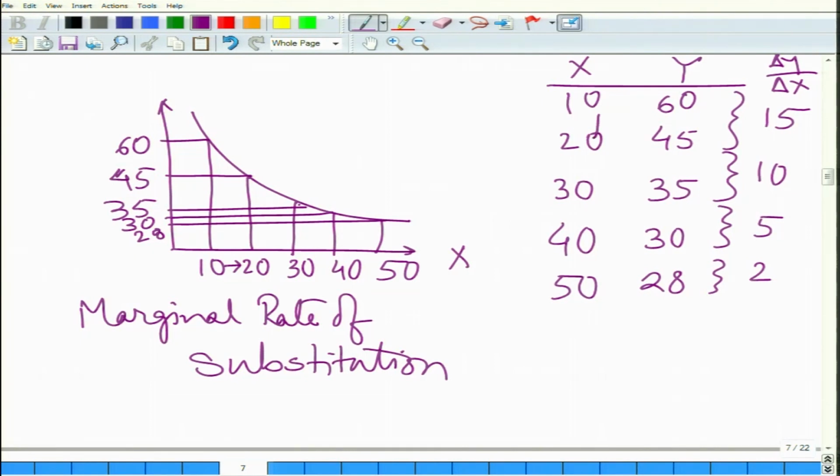With the change in x, how much y is changing? And we can divide it by 10, by 10, by 10 and by 10, because delta x in all these cases is 10 units, and how much y is being sacrificed. So, when I don't have much of x, and I have plenty of y, I don't mind sacrificing y by a larger extent to get some more x, because I am desperate for x because I don't have much of x.